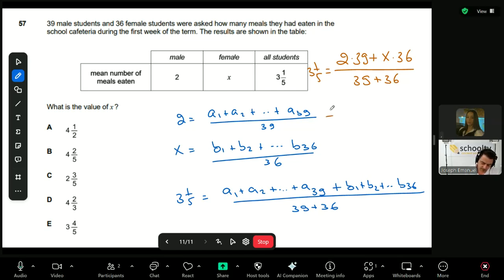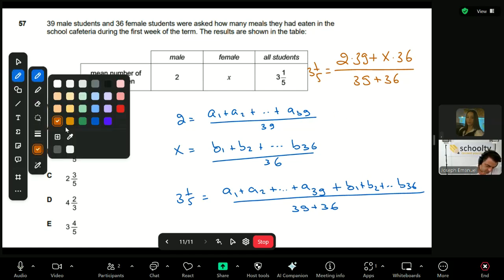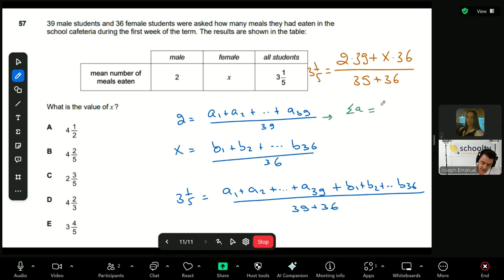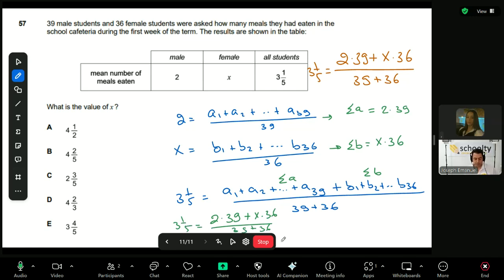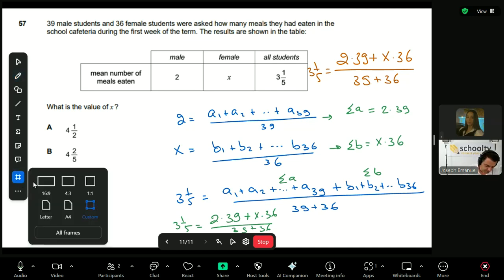Another way of thinking about it is: sigma A equals 2 multiplied by 39, and sigma B equals x multiplied by 36. So this equation is 2 multiplied by 39 plus x multiplied by 36, divided by 39 plus 36, equals 3 and 1/5. So it's actually the same equation. Either you go by the definition of the mean, the average and the total, or you say the average of all students equals the average of the averages. It's the same thing. So let's solve it.